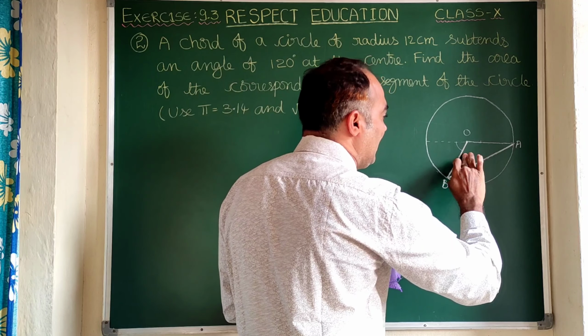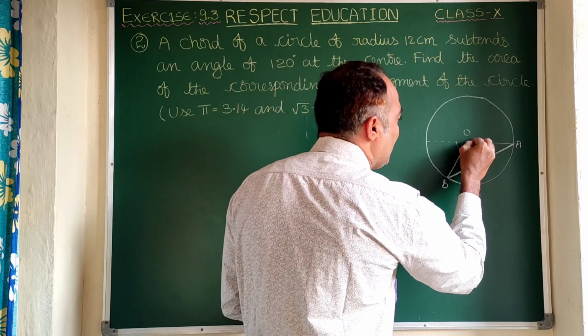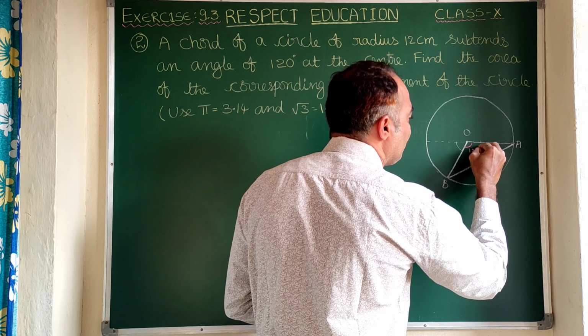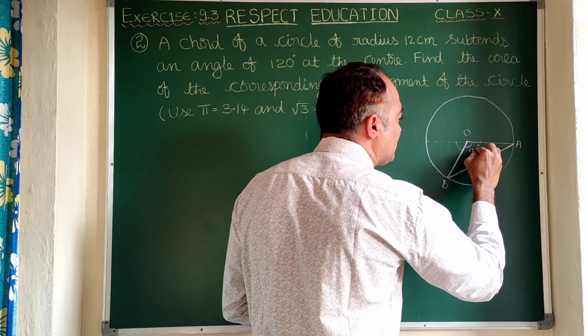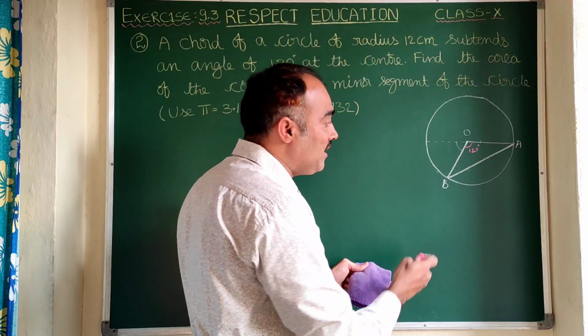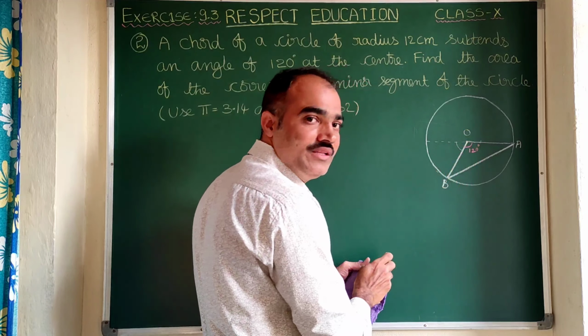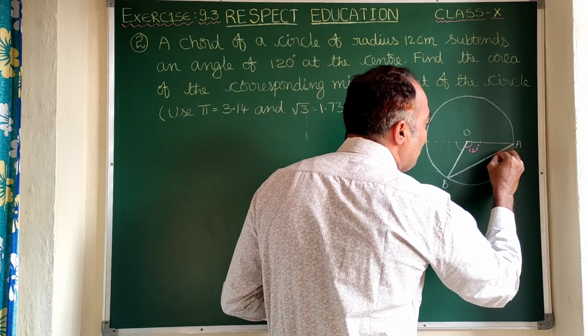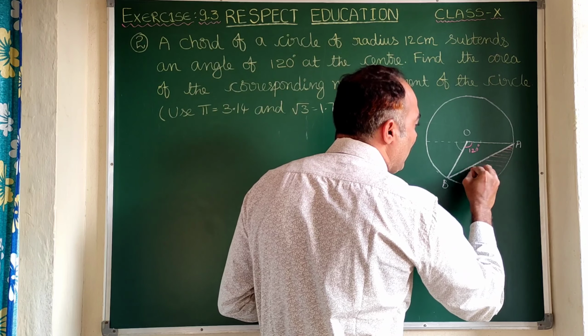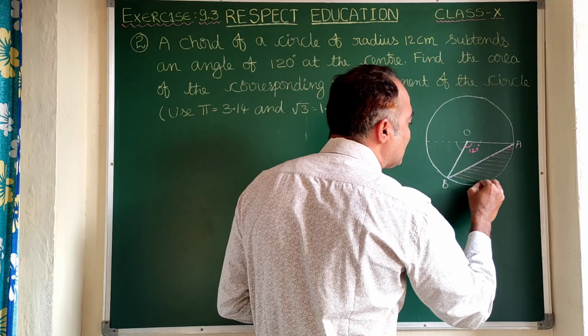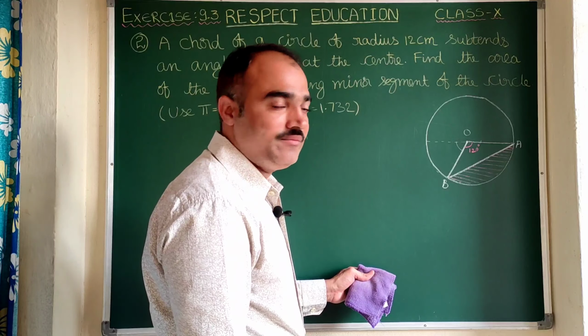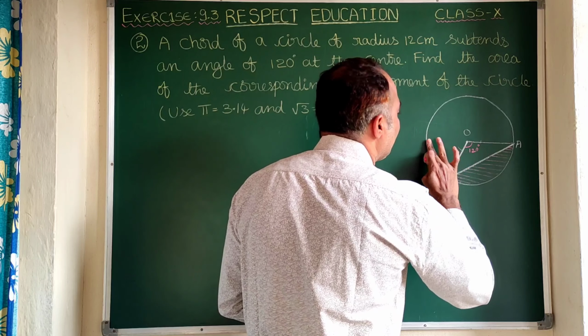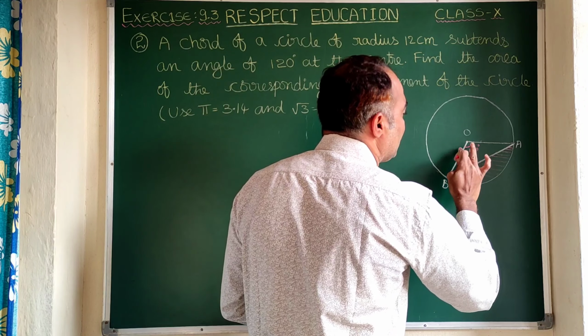So here this angle can be taken as 120 degrees. 120 degrees angle is subtended by the chord AB. Now the chord divides the circle into two parts, and this is called the minor segment. We are asked to find the area of the minor segment only, that is, the shaded portion. This is 120 degrees. Okay, right. Let us start the problem.